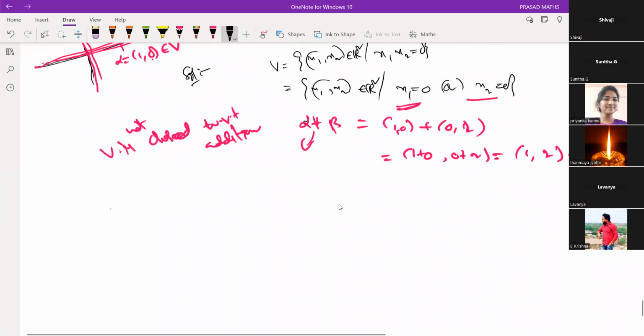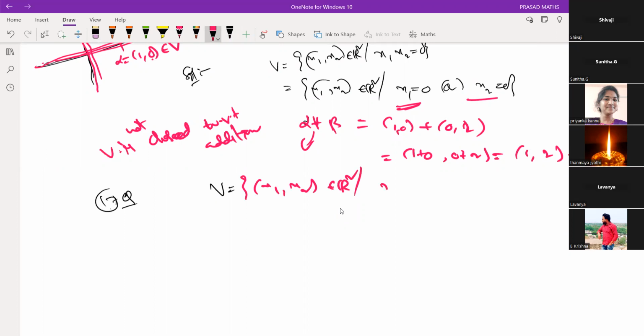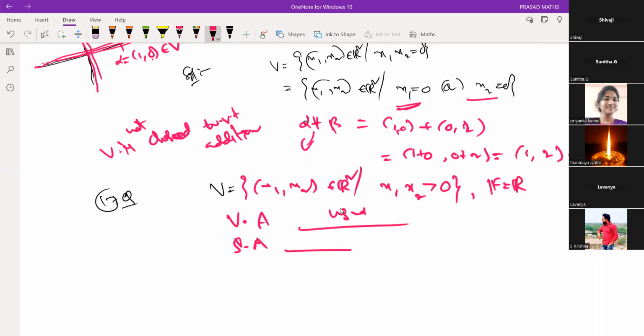Suppose you can do wonders. Suppose you take V equals R2. I'm going to restrict the components: x1 comma x2 such that x1 into x2 is positive. We have seen 0. Once it is positive, my field is R, vector addition is usual and scalar multiplication is also usual. Question is, is it a vector space?